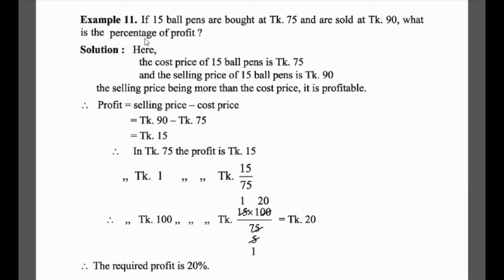Now as the question says the answer should be in percentage, we are taking the cost price as 100. So in place of 1, replacing 1 by 100, the profit must be bigger than before, so 15 divided by 75 into 100. It will be multiplied with the fraction. If I divide 15 by 15 it is 1, 75 divided by 15 is 5, and 5 divided by 5 is 1. And 100 divided by 5 is 20. So 1 into 20 is equal to 20 taka.